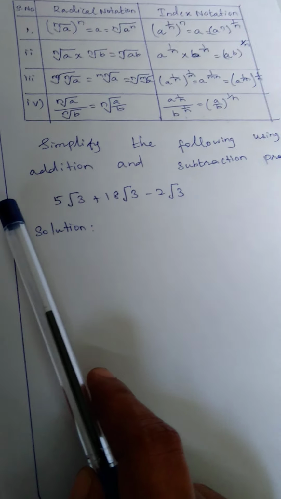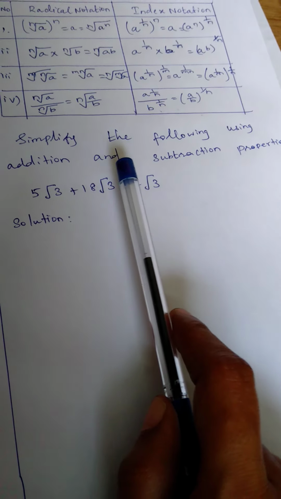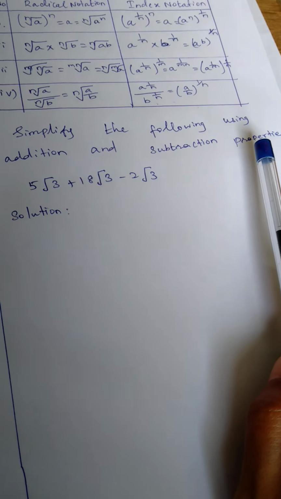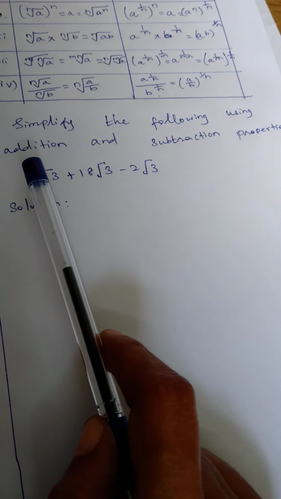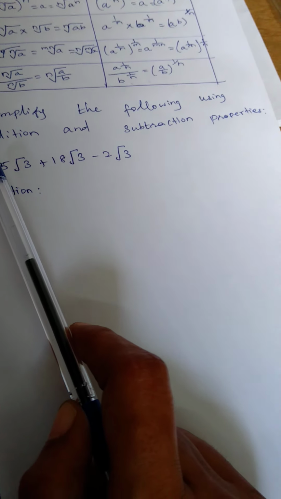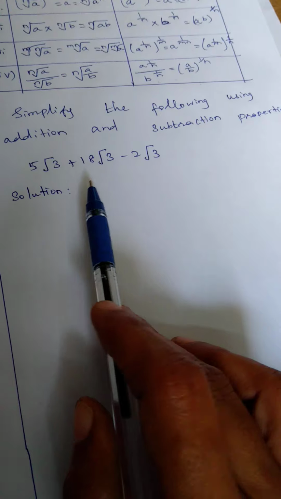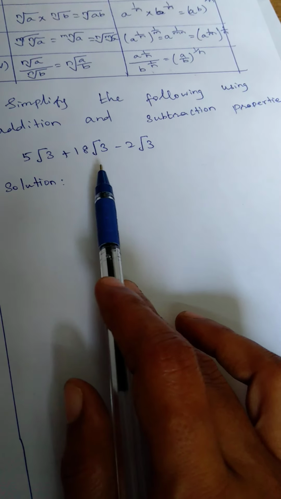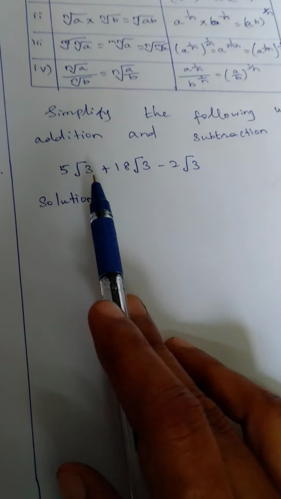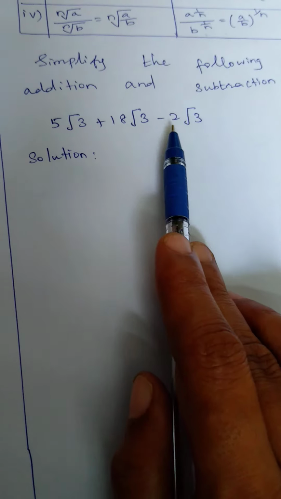Okay, in that, what we are going to do is simplify the following sums using addition and subtraction properties. Addition and subtraction properties means we already know about the properties of surds. Already we know in real numbers some rules of plus and minus and all. So as per that we have to solve it. Now see, the sum is 5 root 3 plus 18 root 3 minus 2 root 3.